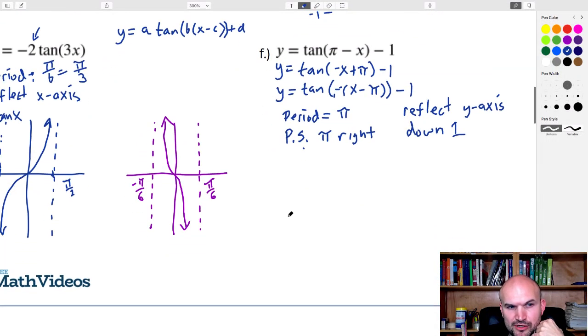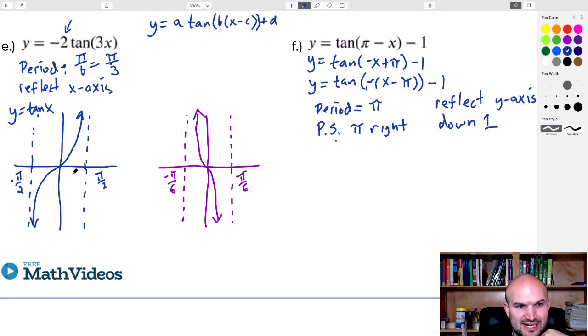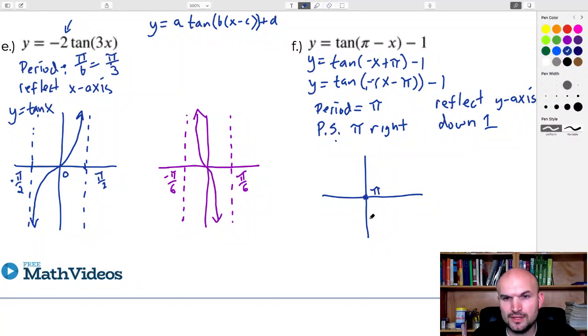So let's look at this parent graph. The parent graph has an x-intercept at 0. So if I shift this graph pi units to the right, the new x-intercept is going to be at pi. So let's go ahead and graph that. Here's my new x-intercept, which is at pi. Then the period is pi. That means half of the period to the left is one asymptote, and half of the period to the right is the other asymptote.